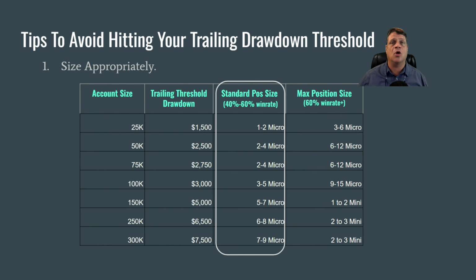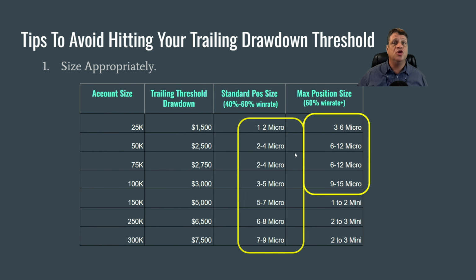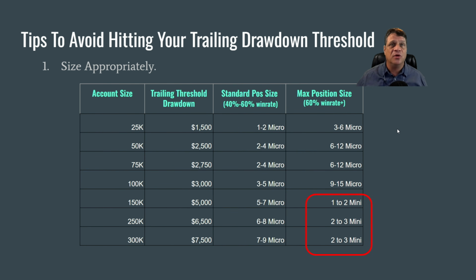The first set, which I will call standard position size, and the second set, which I will call max position size. The standard position size is for systems with a win rate of 40 to 60%. The max position size is for systems with a win rate of 60% or higher. You can see that the majority of the position sizes are micros only. It's only in the larger accounts that Apex offers where you would consider trading minis if your system has a high win rate. You don't want to trade these larger sizes if your win rate is low, because you'll put yourself in a bad spot quickly.